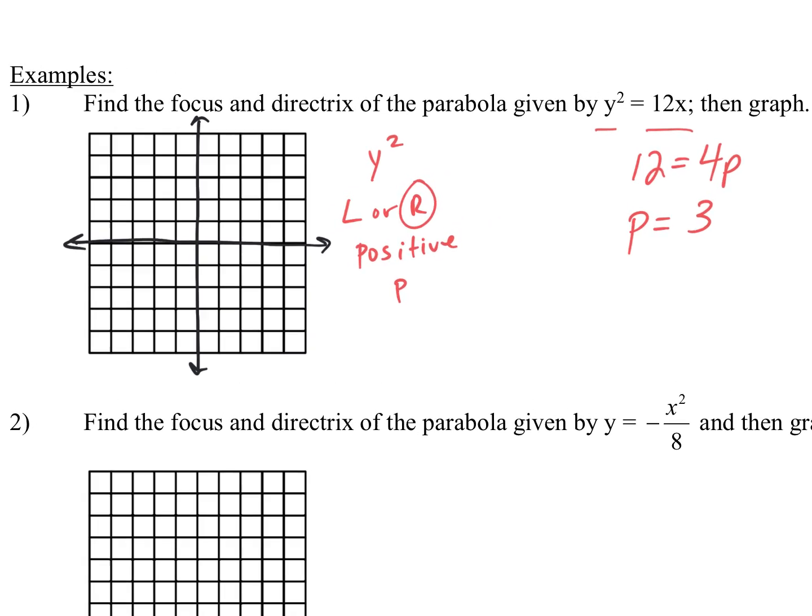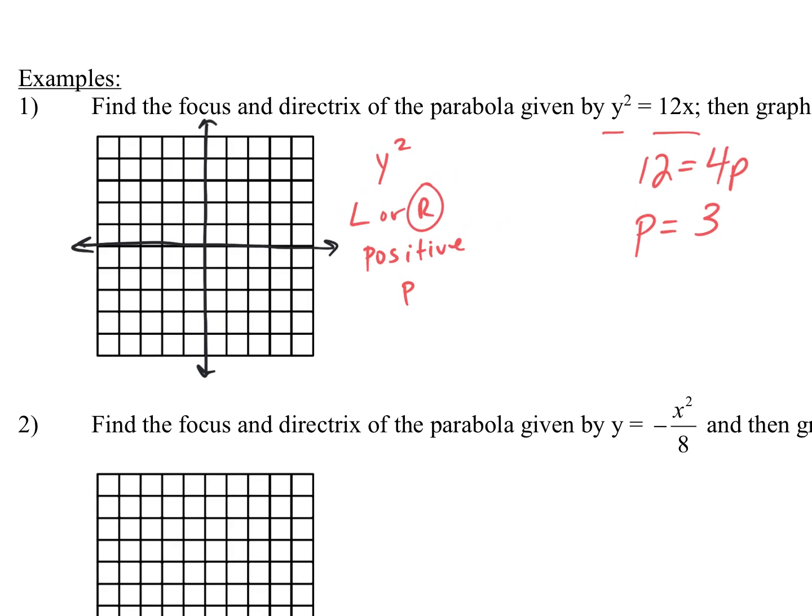And for this problem, we are centered at the origin. So there's our center. And I'm going to go by 2 on this graph just for reference sake. So what I know is that this graph opens 3 units to the right. It opens to the right. The p-value tells us how far to the right is the focus.